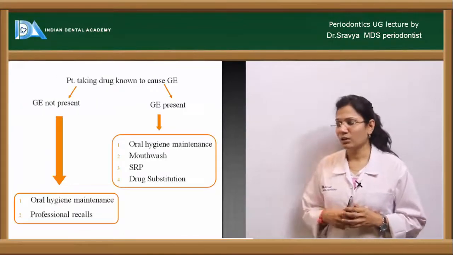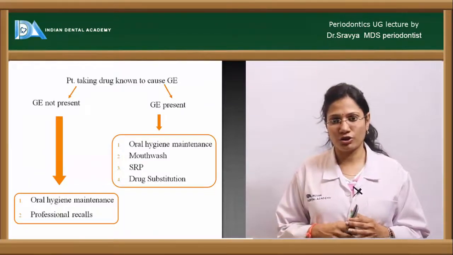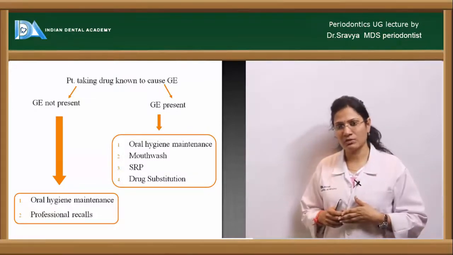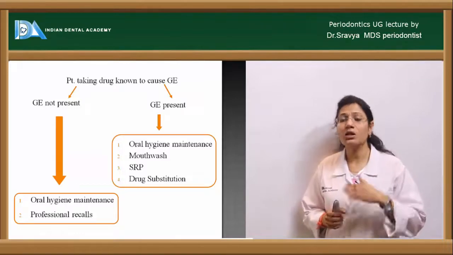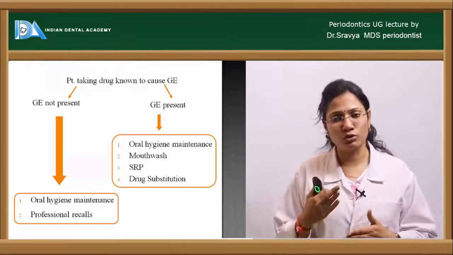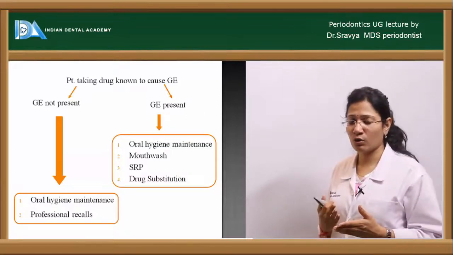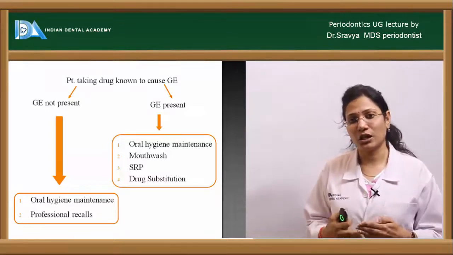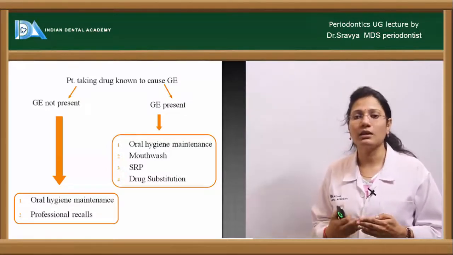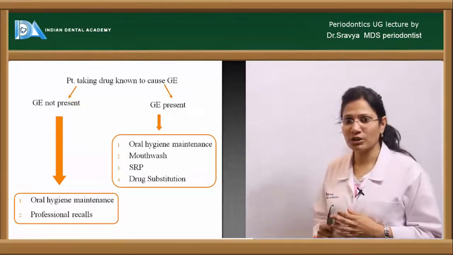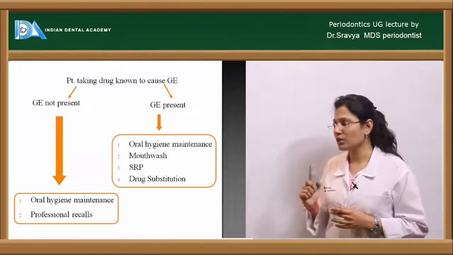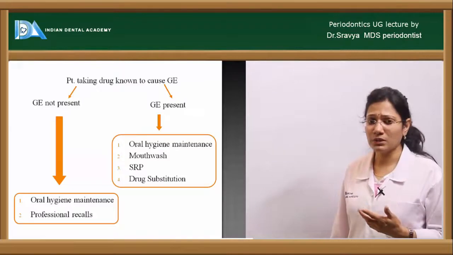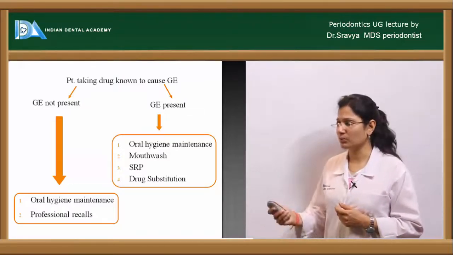So if a patient is on a drug that can cause gingival enlargement, what you have to do is categorize these patients and check if the patients on anti-epileptic therapy have gingival enlargement. If they do not, then you do a thorough oral hygiene procedure, oral prophylaxis, and then you keep him on a periodic recall so that you can evaluate the gingival status in future in case he develops the enlargement. And if he has the gingival enlargement, what do you do? You do oral hygiene maintenance, mouthwash, a thorough scaling and root planing, and then a drug substitution, and probably you have to think of doing some gingivectomy procedure.